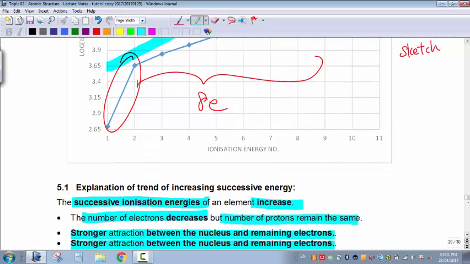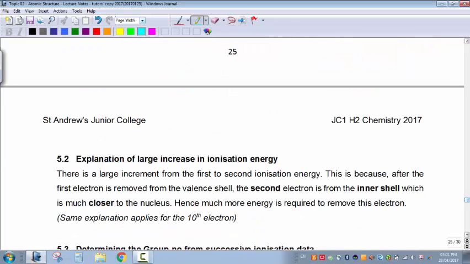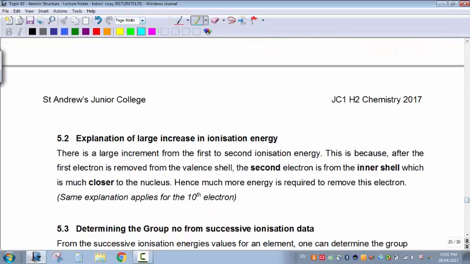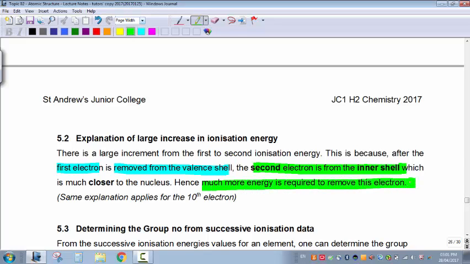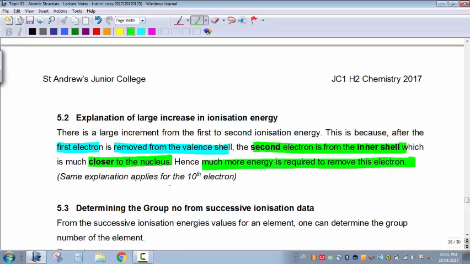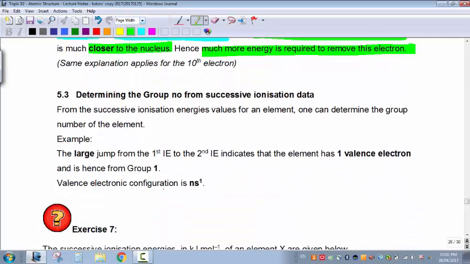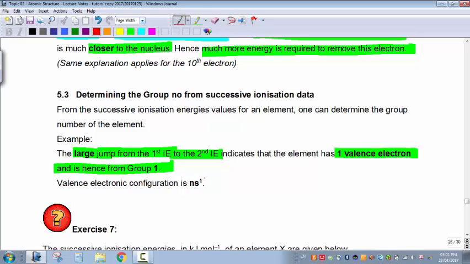Alright, but how come there's a big jump between the first one and second one? What can you actually interpret? You interpret from here that the first electron is from the valence shell, the second one is from the inner shell. Hence, you need more energy to remove this electron because it's closer to the nucleus. So the large jump from the first IE to the second IE tells you that there's one valence electron, and hence this element is group 1. And because you don't know the total number of electrons, you cannot determine which element it is. You can only write down the valence electron configuration. This is ns1, where n represents the principal quantum number.